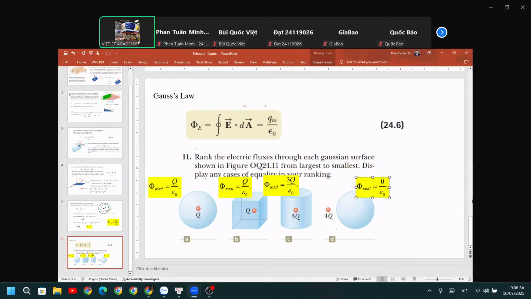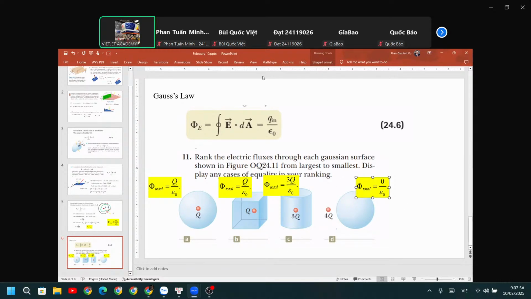Remember back to the previous chapter. If you want to calculate the electric field, you have to apply the integral, right? If you have an object of any shape, then it's not easy at all. But if you apply the Gauss law for that, it will be easy for you. Okay.